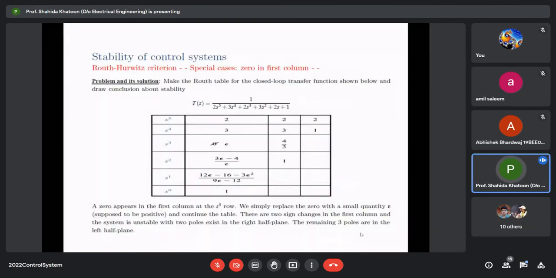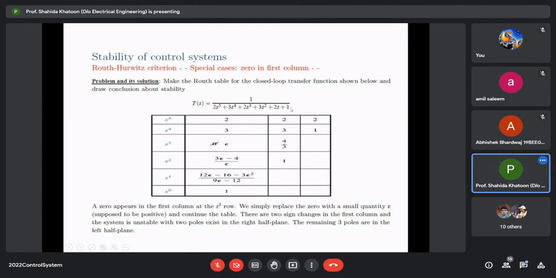We are having such a system in which the value of the first column becomes 0. So if we have this system, 2s to the power 5 plus 3s4 plus 2s cube plus 3s square plus 2s plus 1, and if you form the Routh table, then you see that this is 2 2 2 2 2 and then 3 3 1.